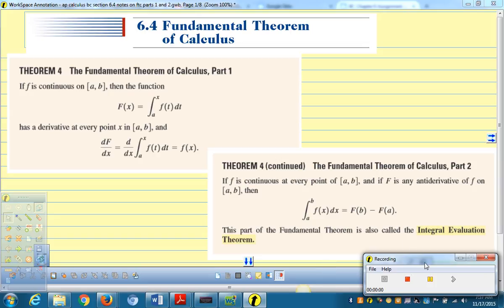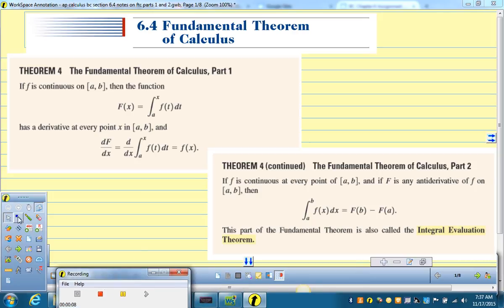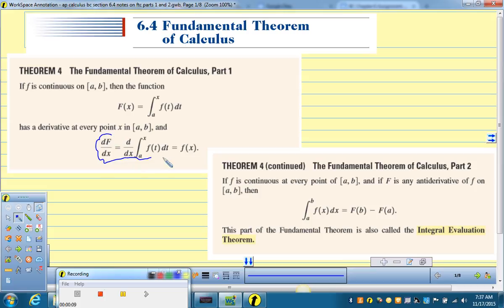6.4, Fundamental Theorem of Calculus. We have summarized Fundamental Theorem of Calculus Part 1 and 2 as designated in this book. And the important thing is that you can work with this.